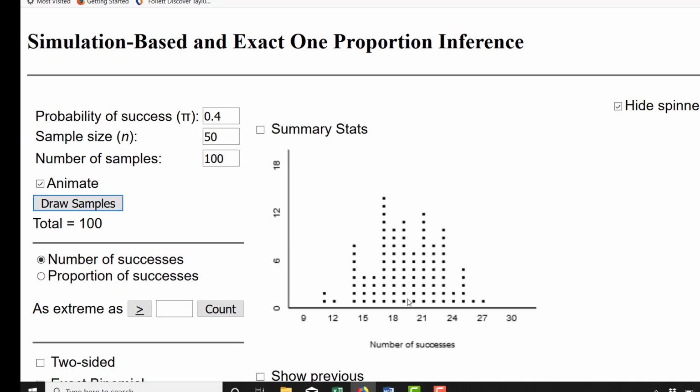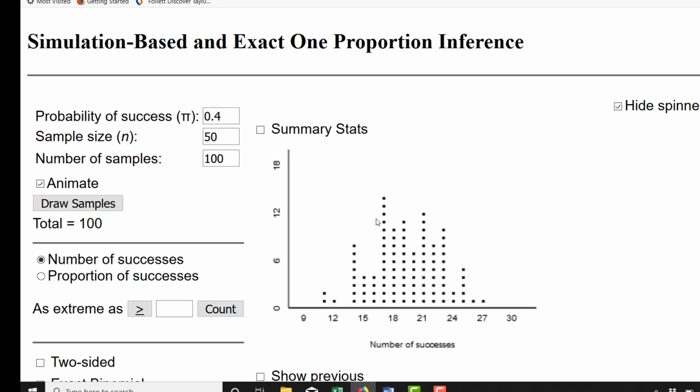There it is. Notice it's still centered around 20. It looks a little different than the one that I had in the lecture guide, but it's very similar. If I switch to proportion of successes, it will be centered around 0.4. Yes, so you see it's around 0.4 in the middle. All right. How do you actually go about finding the p-value here with the simulator?